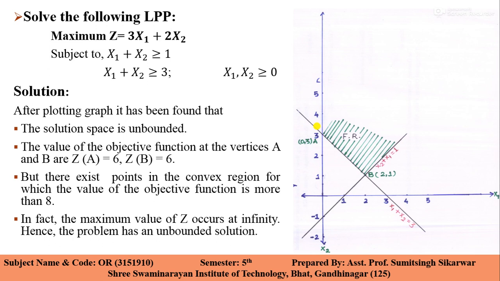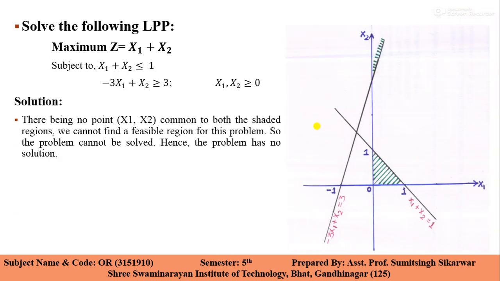Now our last case is the problem where we don't have any solution. We need to maximize z = x1 + x2, subject to x1 + x2 ≤ 1 and -3x1 + x2 ≥ 3. The non-negativity constraints require x1 and x2 to be greater than or equal to 0.